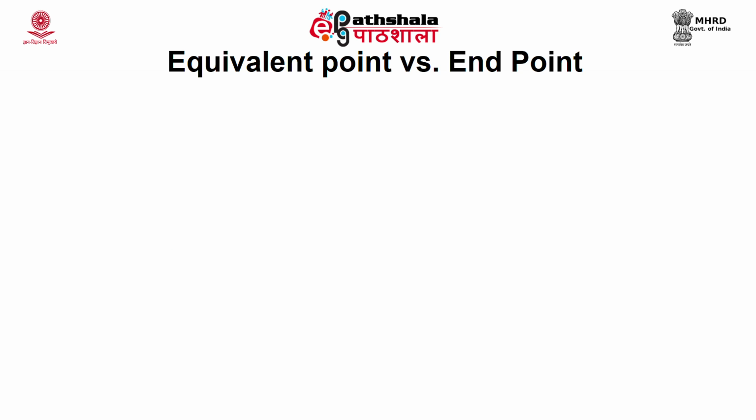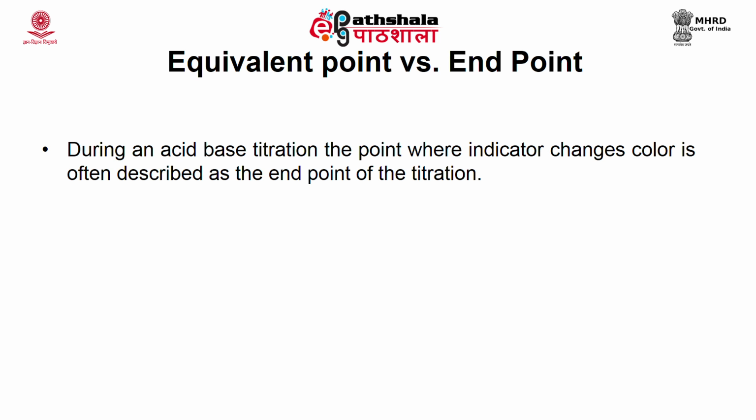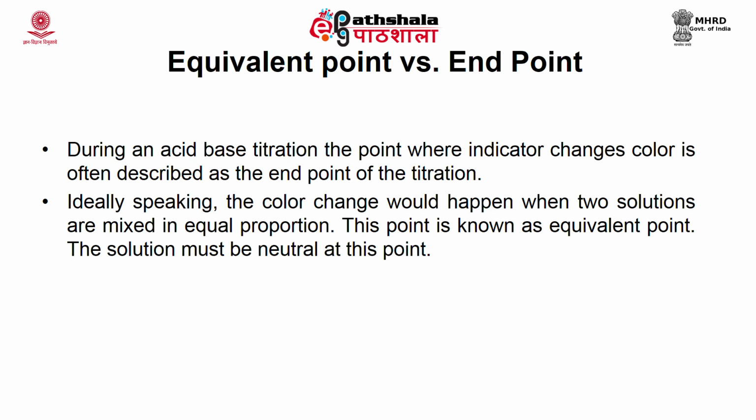Equivalence point versus end point. During an acid-base titration, the point where the indicator changes color is often described as the end point of the titration. The end point is usually the visible point where the color change is observed. Ideally speaking, the color change would happen when two solutions are mixed in equal proportion. This point is known as the equivalence point. The solution must be neutral at this point, but it may or may not happen.